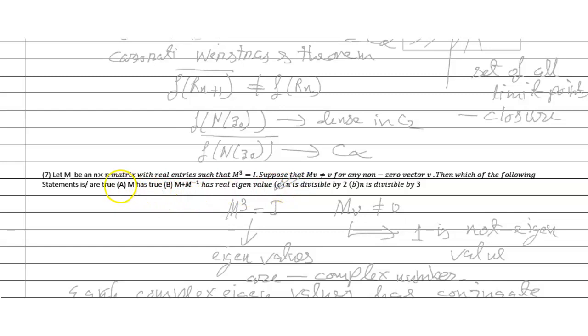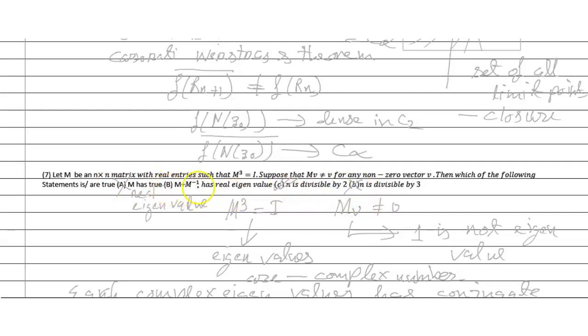Another option is M has a real eigenvalue. This option is wrong. And N is divisible by 3. This option is also wrong.